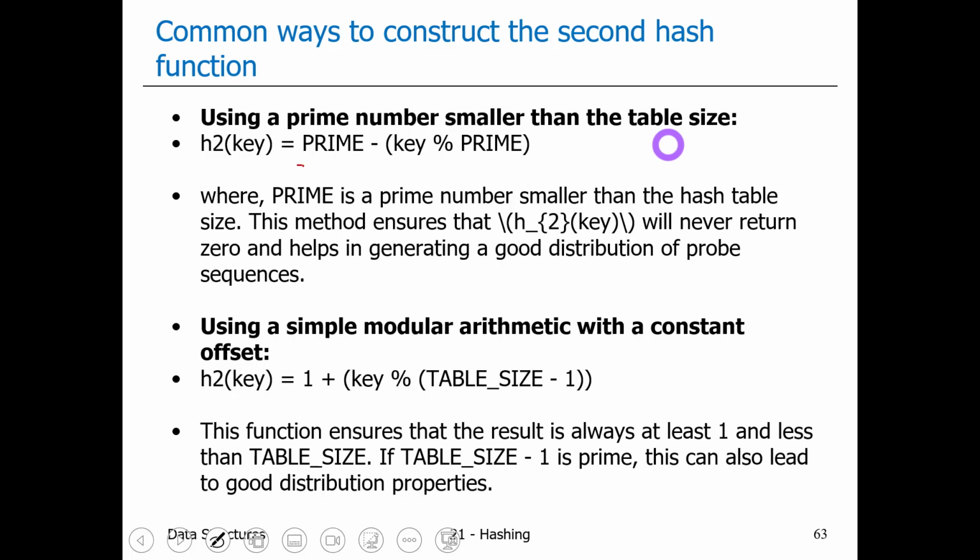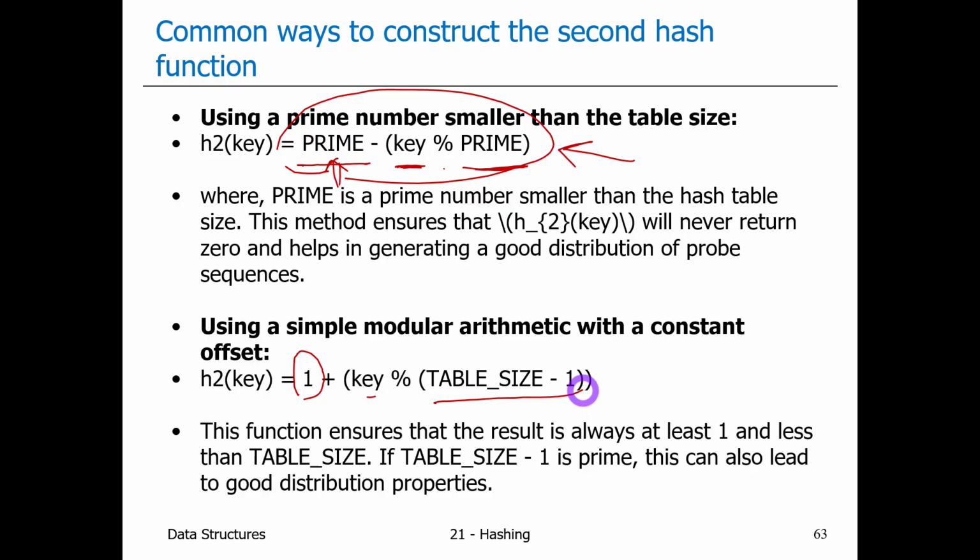These are the two common ways of constructing a second hash function. One of them is you use a prime number smaller than the table size, and you compute the prime number minus key mod prime number. This is how you do it, and it makes sure that it never results in 0. Another way is to simply write 1 plus key mod table size minus 1. That also makes sure that it never evaluates to 0. At least it gives you 1.